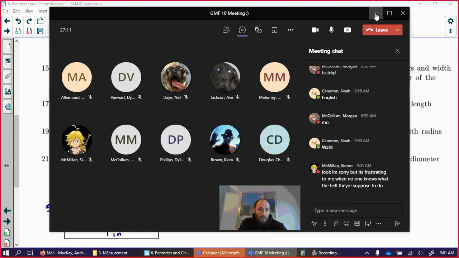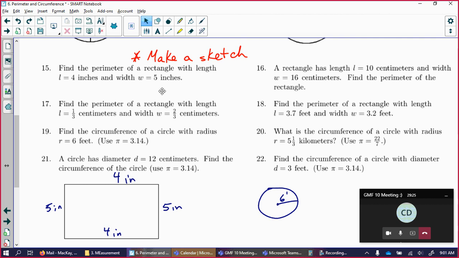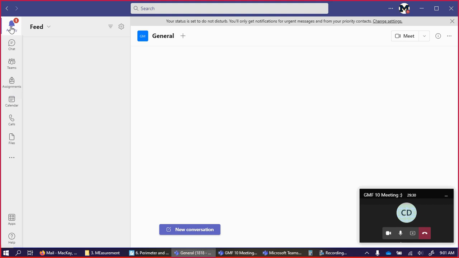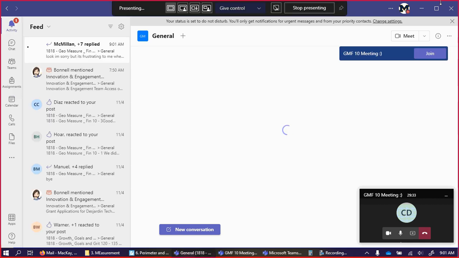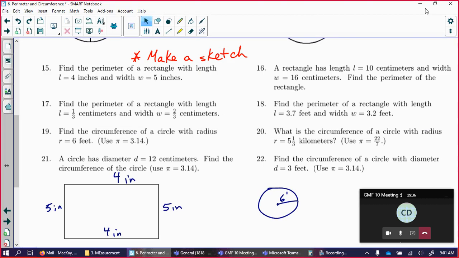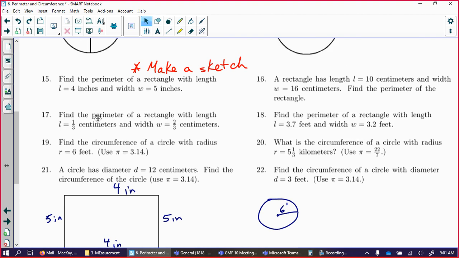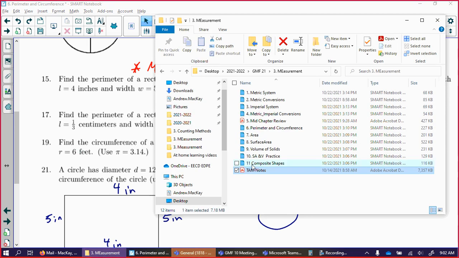You can print them if you have a printer. I wonder if that's telling me there's chat activity going on. Unfortunately, we don't have these. If you have a printer, you can print them. I will print copies of all of this when we get back to school. So hopefully perimeter and circumference.